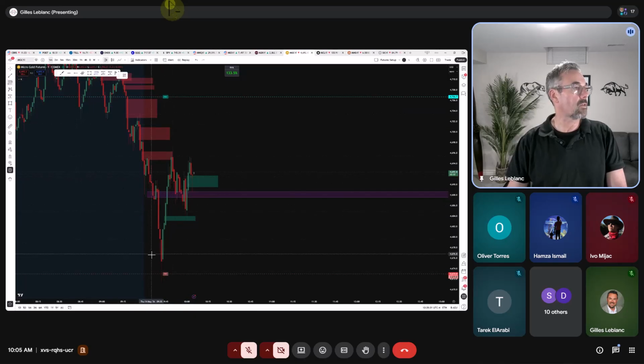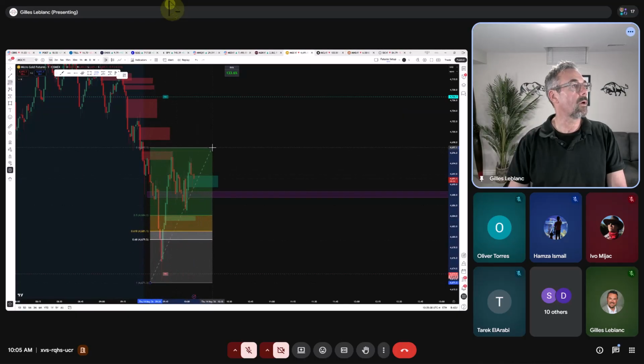I could possibly put a fib from there to the high right here, move it over, enter on the 50, aim for 3R. Would have worked. Right here. Stop below the 61.8. Aim for 3. Profit target reached right there.